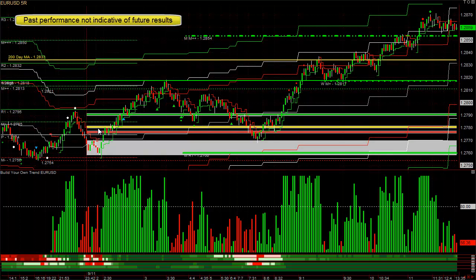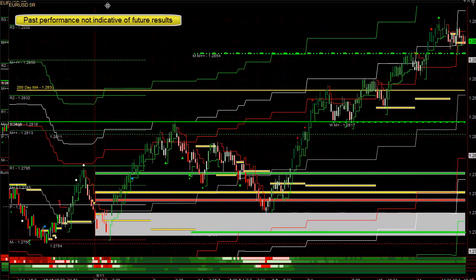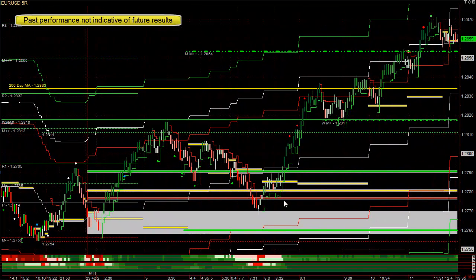And again, just notice the point of control right here. Above it tends to go up. Below it tends to go down. It's a good place to get in and out of trades. And if you don't like our histogram, if you would rather have colored bars, we have another option, FX Build a Trend color candles, that show you dark green when it's super strong, light green when it's less strong, and red when it's weak.